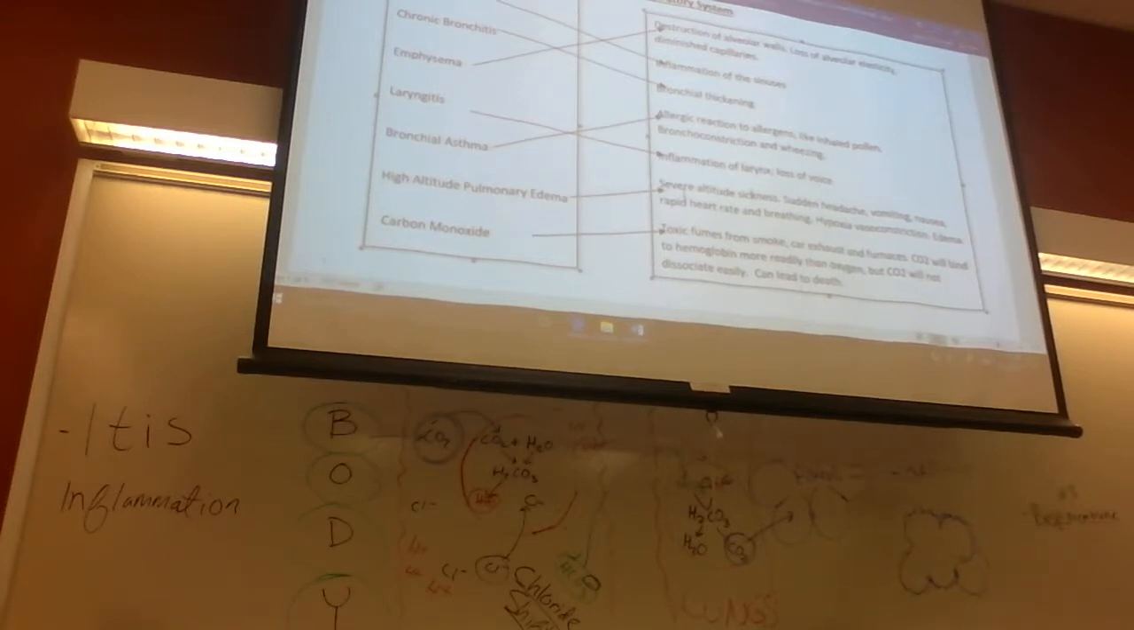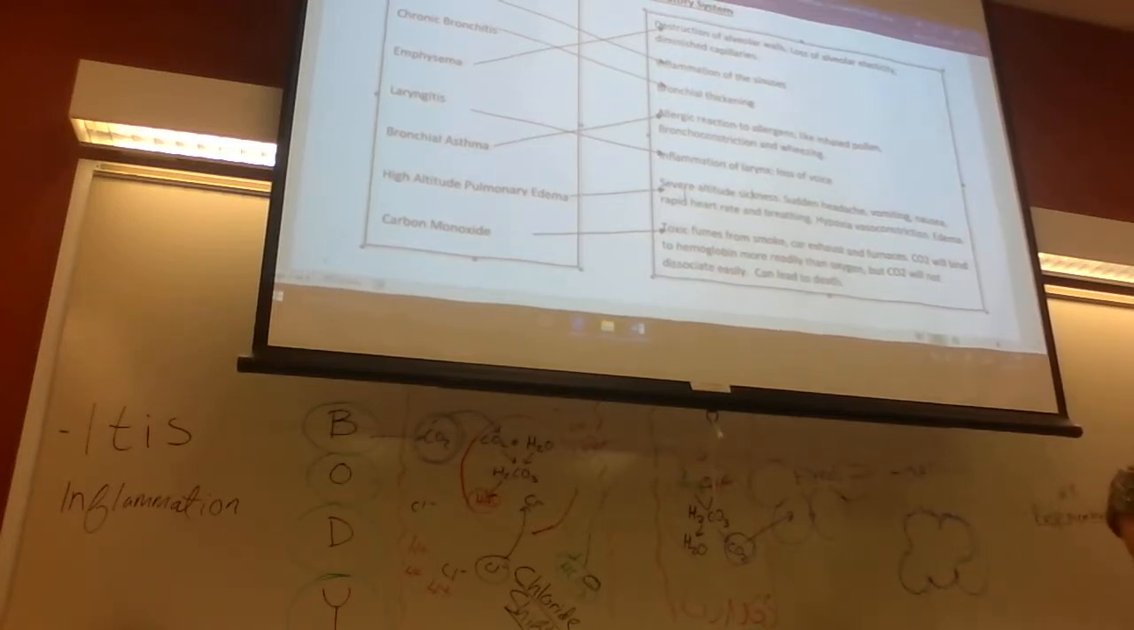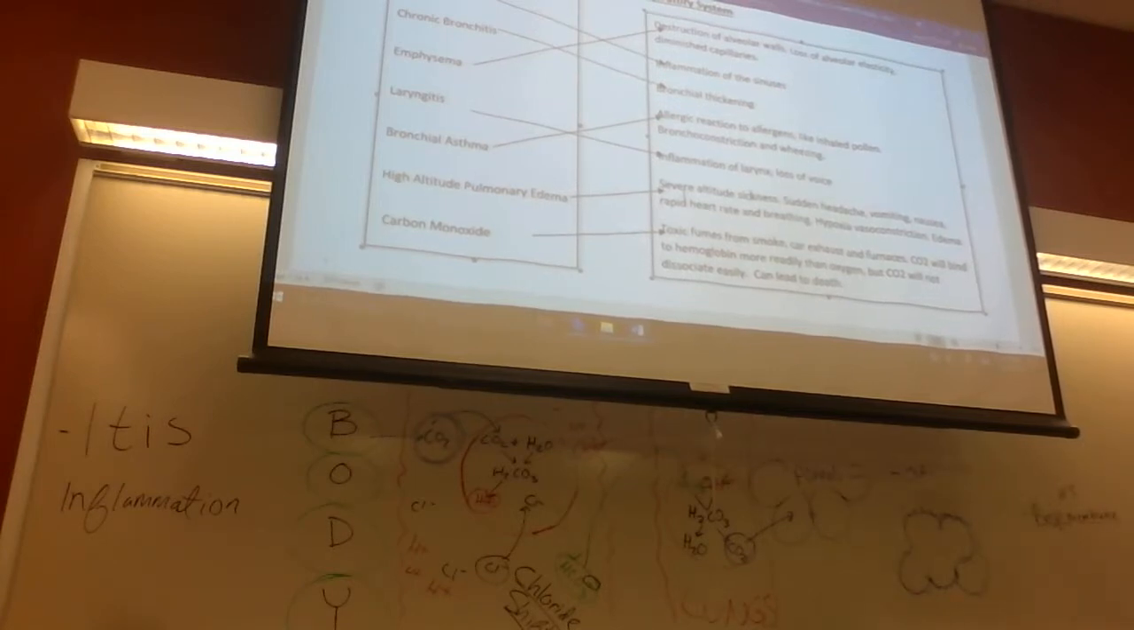Carbon monoxide, this one's not fun, but toxic fumes from smoke, car exhaust, furnaces. Carbon monoxide will bind to hemoglobin more readily than oxygen because it is a little more sticky, so it binds to your blood. But it will not dissociate easily, so it's stickier and doesn't dissociate easily, and you can die from this. So we can die from all of this.